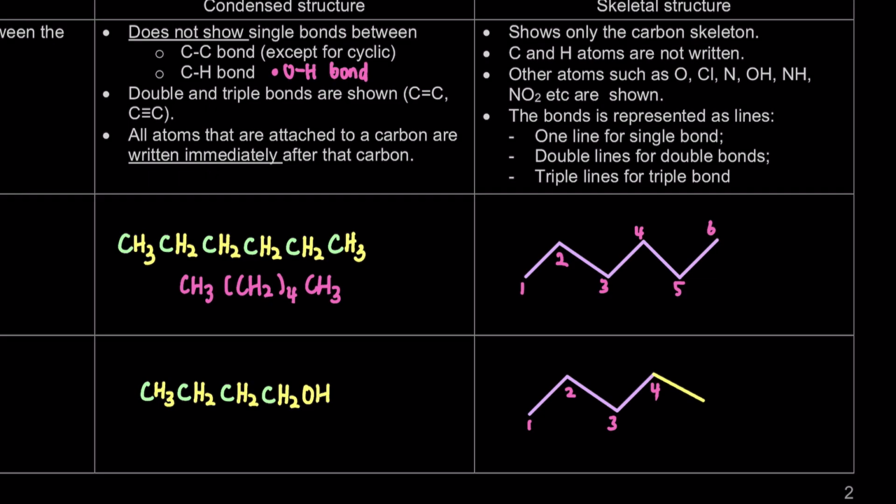You can't just let it be here as it is, because if you just let it be, it means that this is carbon number 5. But actually, carbon number 4 here is bonded to OH. So here for OH. Again, for the skeletal structure, C and H atoms are not written. So that's why CH3, CH2, CH2, CH2 is not written. But for OH, because this hydrogen is bonded to oxygen, we have to label it. So this is for the case of butanol.